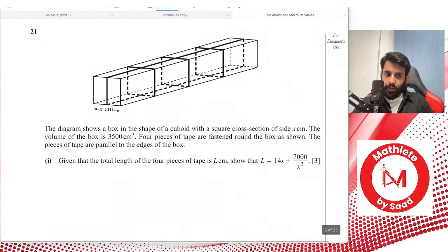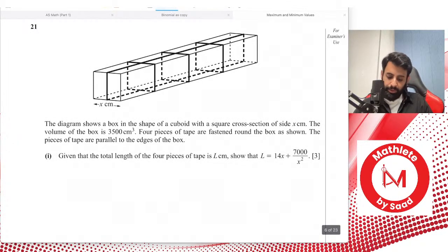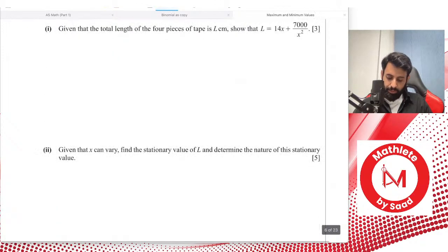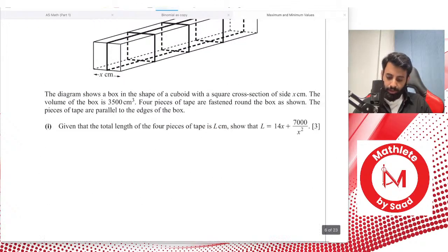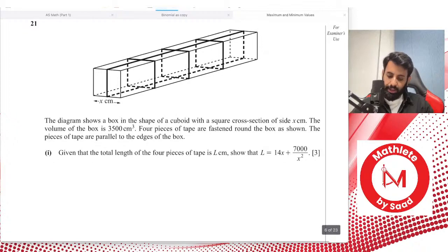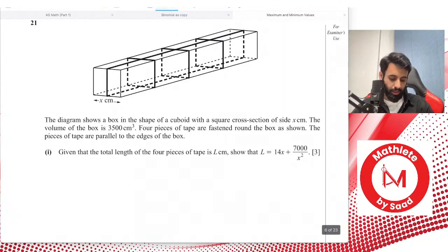Okay. All right, so as I was saying, here's question number 21. Let's solve this question. This is from October-November 2013. Okay, let's see what it says. It says the diagram shows a box in the shape of a cuboid with a square cross-section of side x centimeter. The volume of the box is 3500 centimeter cube. Okay, so since it has a square cross-section, that means it's understood that this length that we're looking at will also be x centimeter.